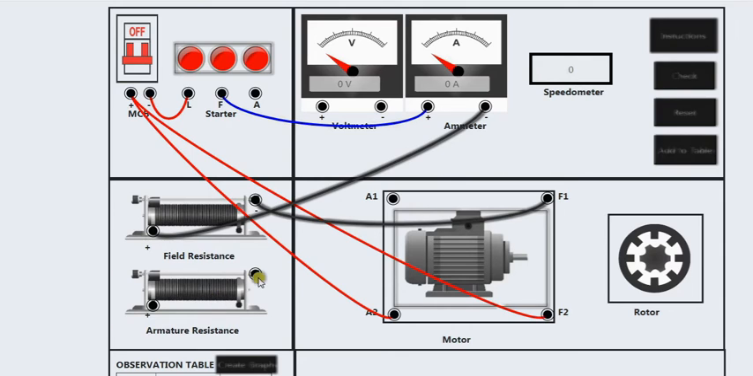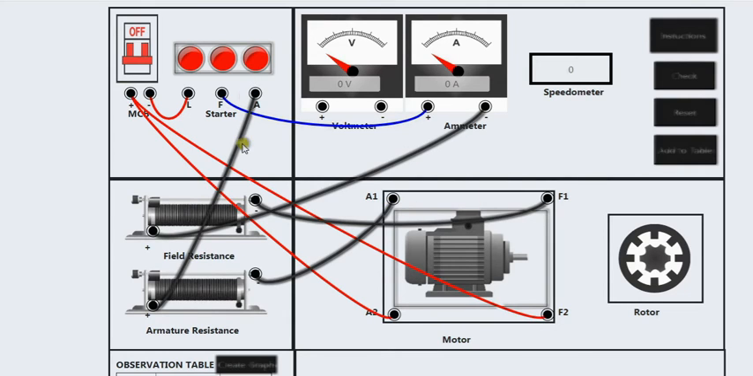So connect this A point of the starter to the first point of the armature resistance or armature rheostat, then connect another point to A1, another point of the armature. So this is the armature circuit. Now the voltmeter connection is remaining, so we have to connect this voltmeter.